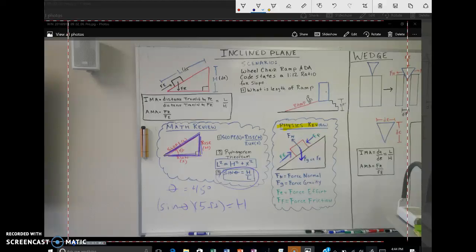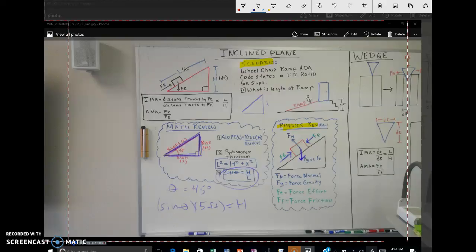And then I also want to challenge you to look over the scenario here, okay? So in this scenario, we have a wheelchair ramp, which is being designed according to ADA code. And it states that when you design a wheelchair ramp, you have to have a 1 to 12 ratio for the slope. Okay, so let's go back to what slope means. The slope here, which is the length of the ramp, is going to be equal to the rise over the run.